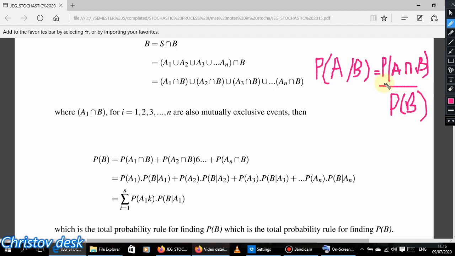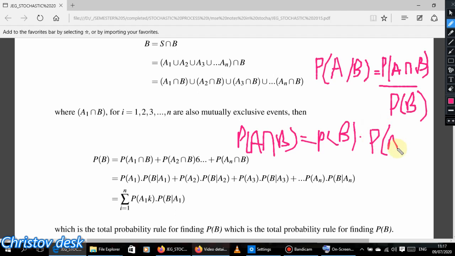So what this means is that if I want to find the probability of A intersection B, the probability of A intersection B is equal to the probability of B times the probability of A given B. So just cross multiply, and this gives you that.